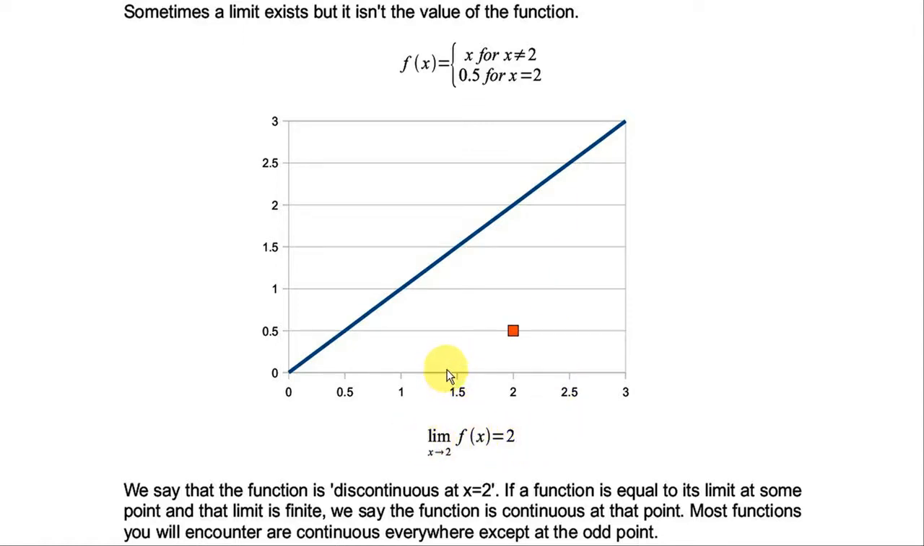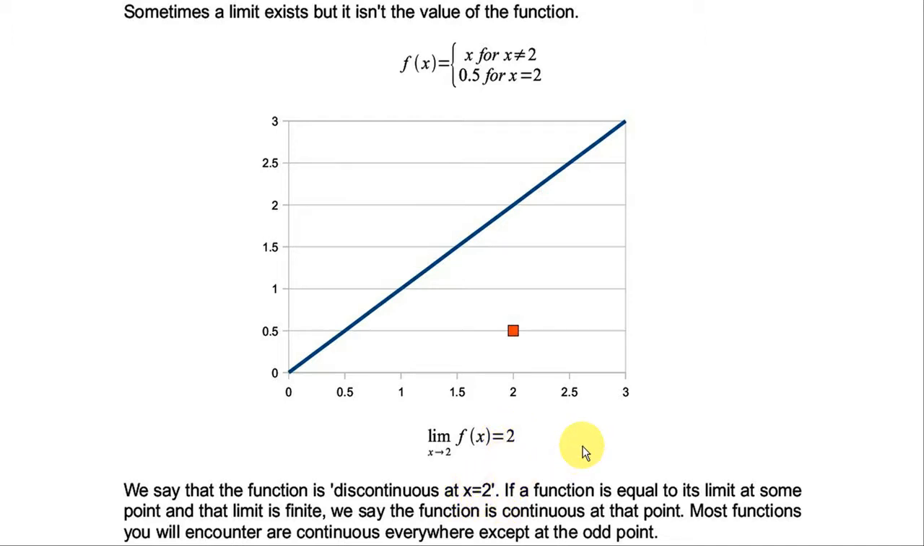Okay, so as x gets closer and closer to 2 without actually equaling 2, then f of x is going to get closer and closer to 2 up here without actually equaling 2, and so the limit as x tends to 2 of f of x will be equal to 2 because it just gets closer and closer. And that, of course, is not the same as the value of the function because I've deliberately defined it to be different.